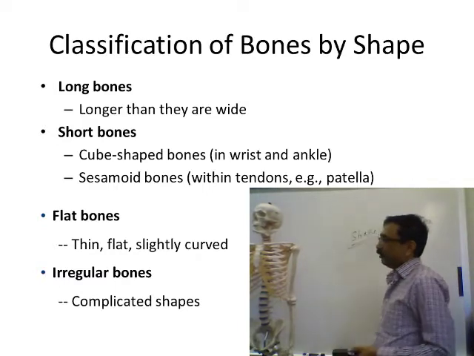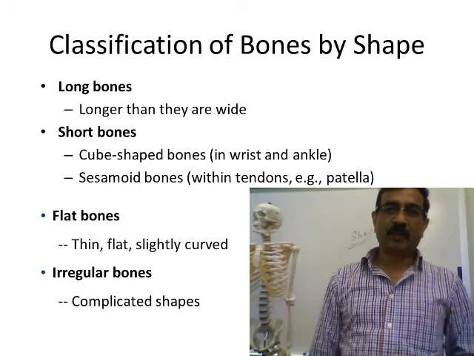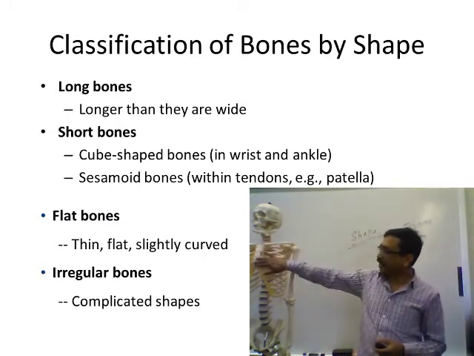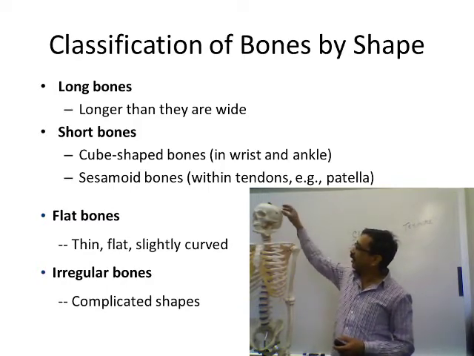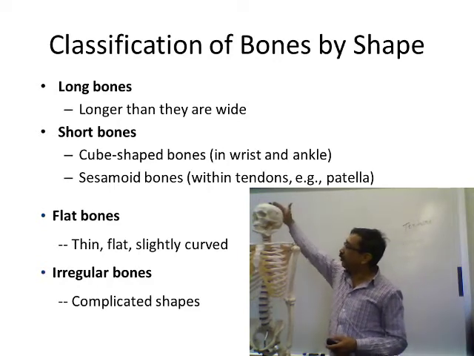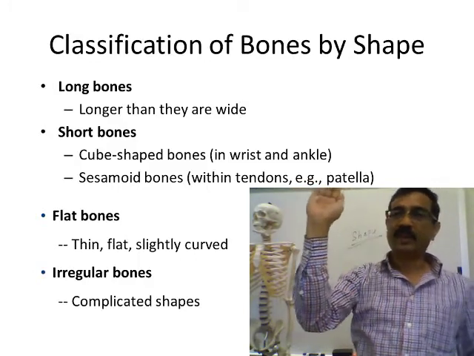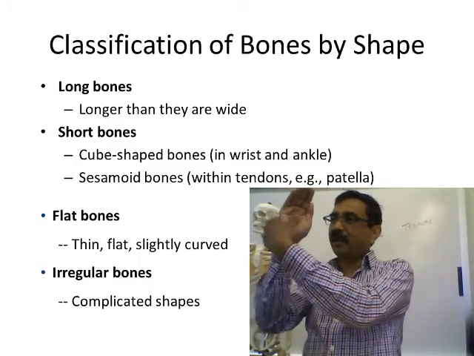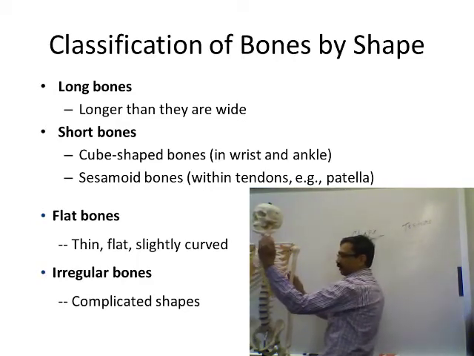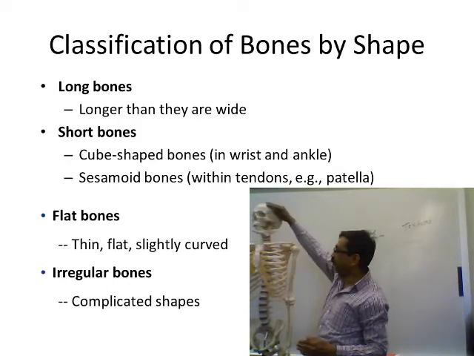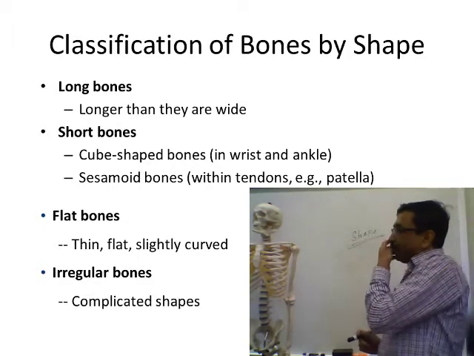Another type of bones belongs to flat bones. For example, sternum. This is a flat bone. Most of the cranial bones are flat bones. For example, parietal bones, occipital bone, right? They are flat but slightly curved. So usually we see the flat bones are flat but also slightly curved. If you see the sternum, slightly curved, right? Like this. Not straight. Parietal bone, slightly curved. So, flat bones.